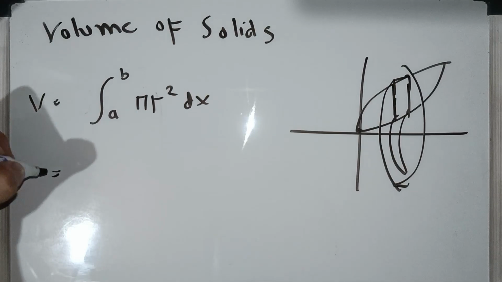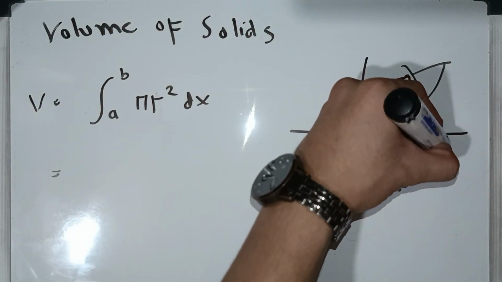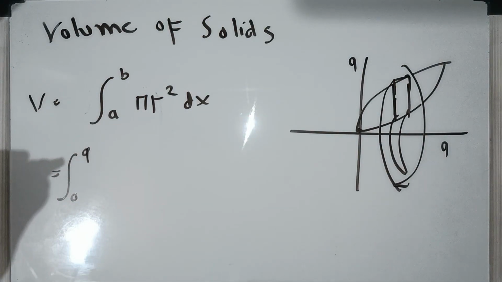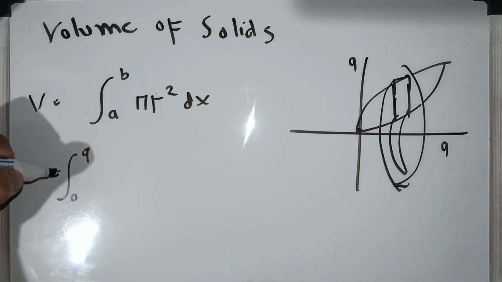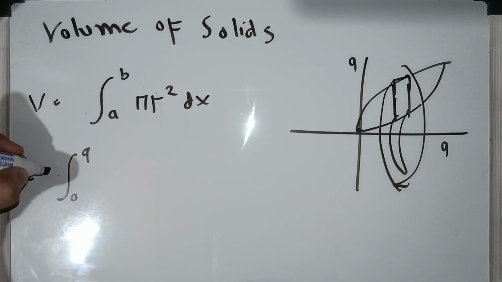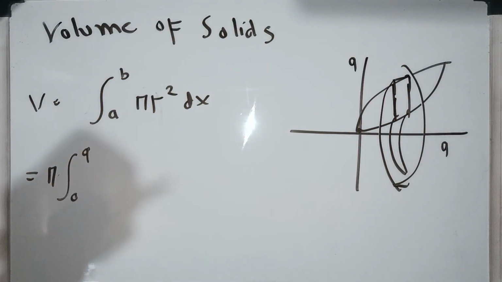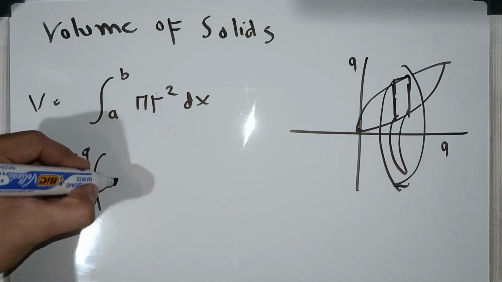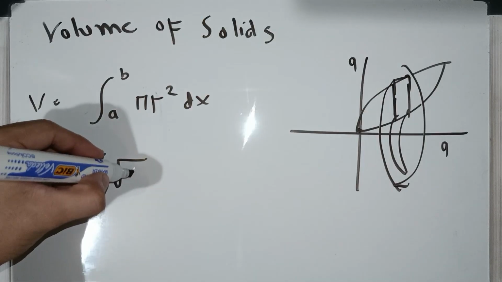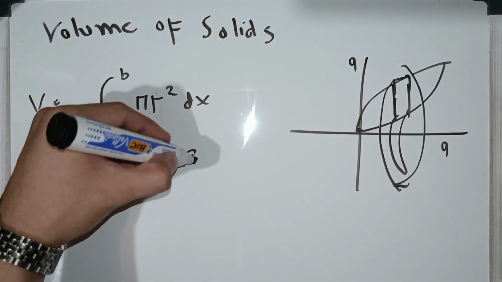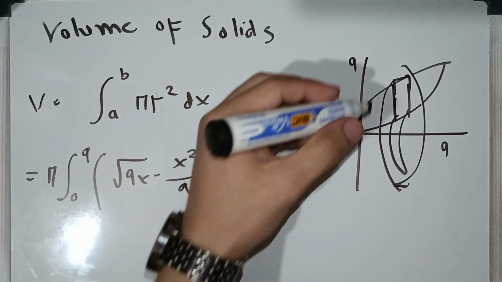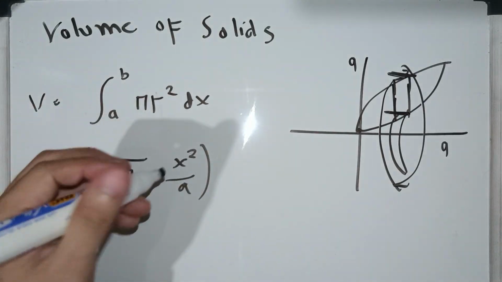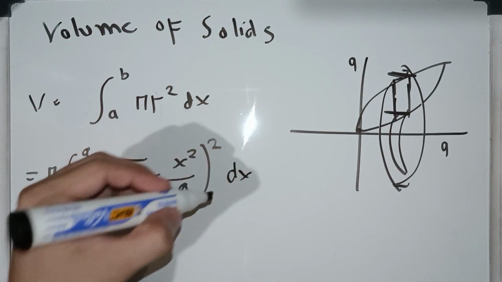So let's put it here. The integral of, since we have the limit from 0 to 9, so let's put the integral from 0 to 9, and we have the pi. Let's put the pi here on the outside, and our value of r, which is r high minus r low, is equal to y high minus y low. So that is now equal to the square root of 9x minus x squared all over 9. And we get this value from here, and this value is from here. So this is squared and multiplied by dx.